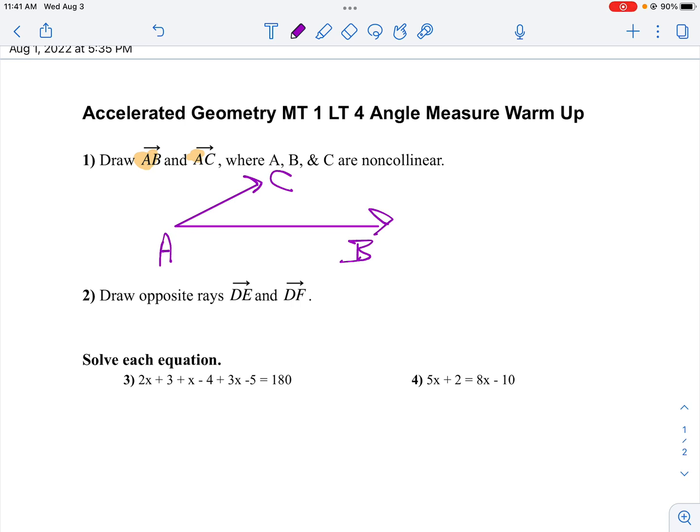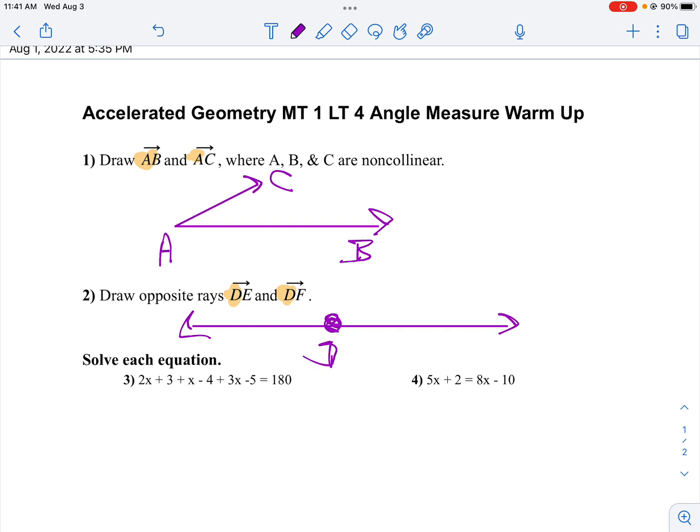Now on number 2, it's very similar to number 1, but we want to draw opposite rays DE and DF. And once again, notice D is in both of them, but this time I want them to be opposite, so I'm actually just going to form a line. I'm going to put D someplace here. Whoops, that's supposed to be a D, not a B.